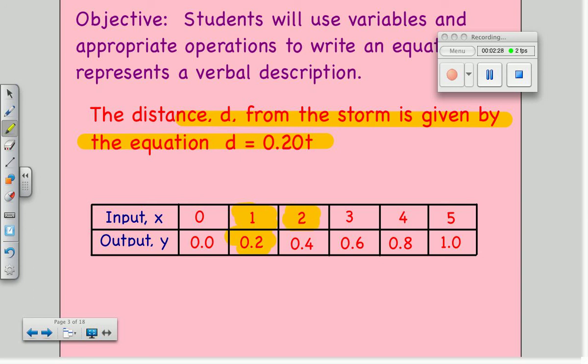After 2 seconds, if you see lightning and then you start counting, and you count to 2, 1001, 1002, then the storm is 0.4 of a mile away. If you see lightning, then you count 1001, 1002, 1003, then you hear thunder, the storm is 0.6 of a mile away. If you count to 4 and then hear thunder, then it's 0.8 of a mile away. If you count all the way to 5 between the lightning and the thunder, then the storm's a mile away. So basically, every 5 seconds, that storm is a mile away. All right?